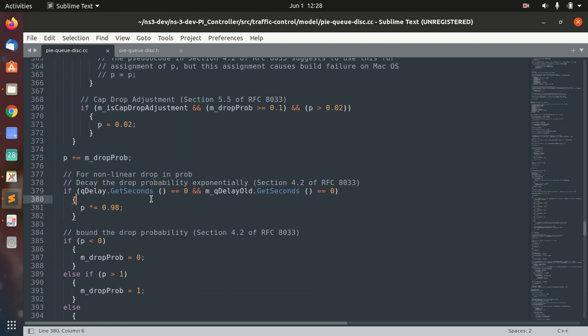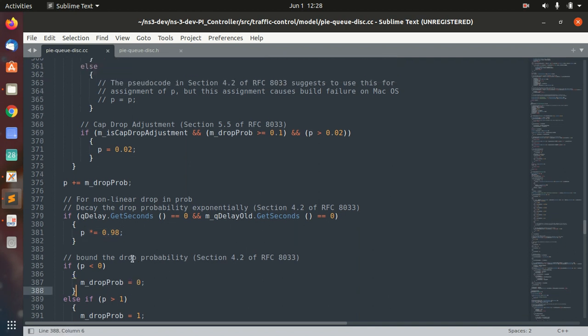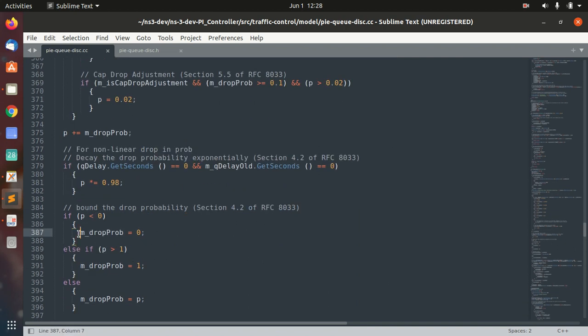Now it also has the concept of exponentially decaying the drop probability. So it checks if the queue delay is 0 and the old queue delay is also 0, then we exponentially decay the drop probability value. And after that, it bounds the drop probability value. If it is less than 0, keep it at 0. If it is greater than 1, keep it at 1.